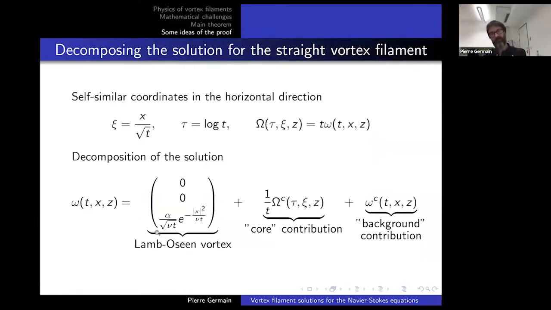So what this is really saying is that if you want to perturb the Lamb-Oseen vortex, then not only do you need to control things on a scale 1, but you also need to add an error term at the microscopic level, at the scaling of the Lamb-Oseen vortex. So what we do is we take the Lamb-Oseen vortex, we perturb it at the initial time, and then for positive time, you have a core contribution which is very close to the vortex and lives at the same scale as the vortex, and you have a background contribution which lives at scale 1 and which is smooth. And our task is going to be to control these core and background contributions.